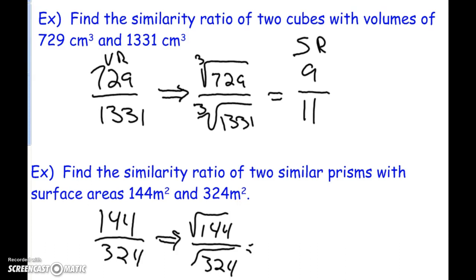The square root of 144, I know that's 12. The square root of 324, I think that's 18, but I will check real quick. 324 is 18, and 12 over 18 can be simplified. We divide everything by 3, you get 4 over 6. We could have divided by 2 and gotten 2 over 3. That would be our final answer, the similarity ratio.